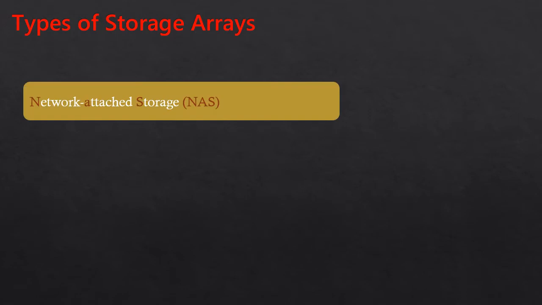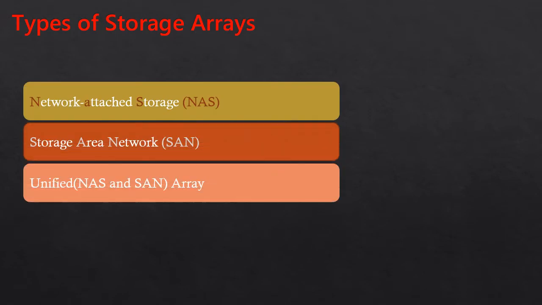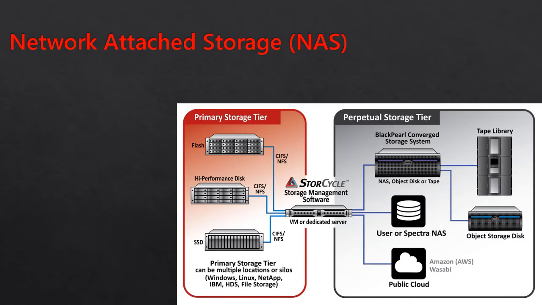Now let's discuss the types of storage arrays. There are three types of storage arrays: network attached storage, or NAS, storage area network, or SAN array, and unified NAS and SAN array. Let's begin with network attached storage. NAS is a storage array that connects to host computers through an IP network and communicates with them using file-based protocols such as NFS and SMB, CIFS.